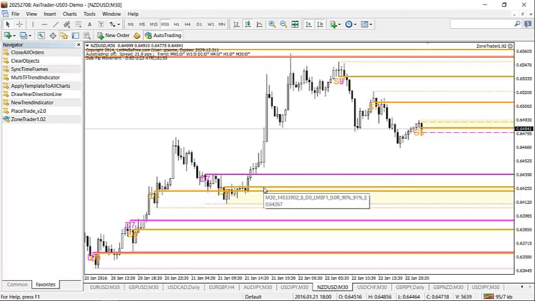We also have a 30-minute zone, so if you really want to narrow your risk, then it may well be worth heading down for this 30-minute zone. That's 0.64267. So that'd give a pretty low risk opportunity with plenty of upside available to get some good risk reward.